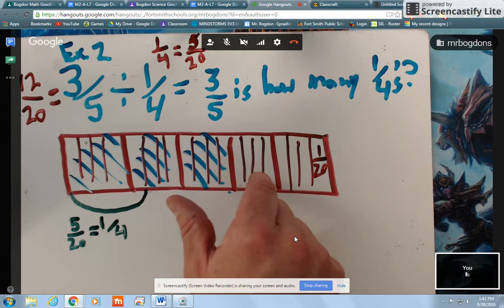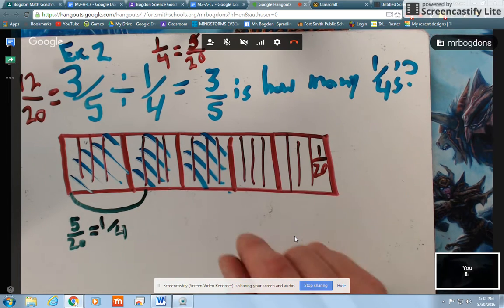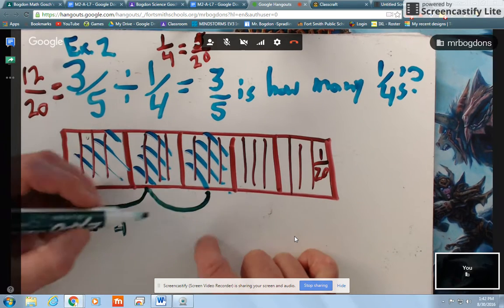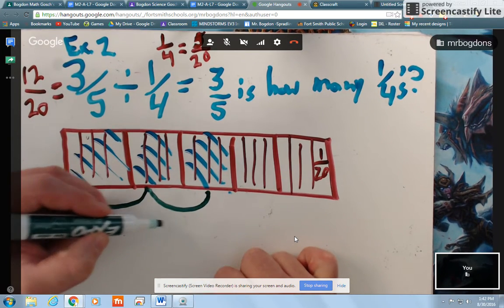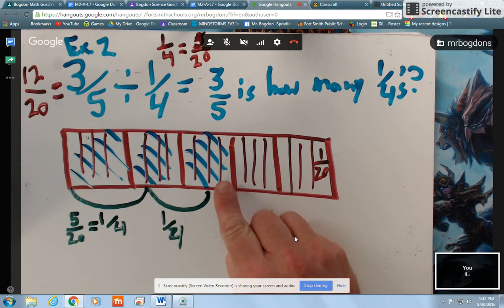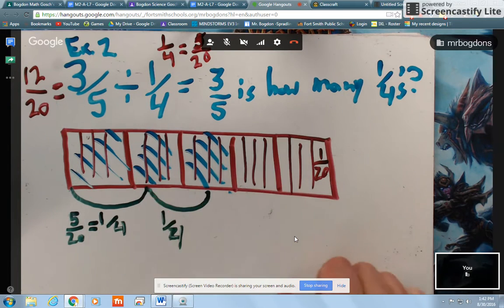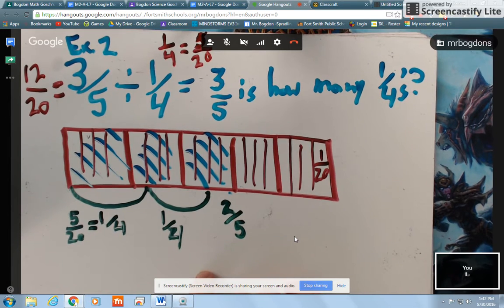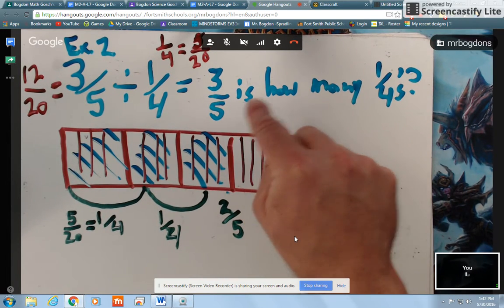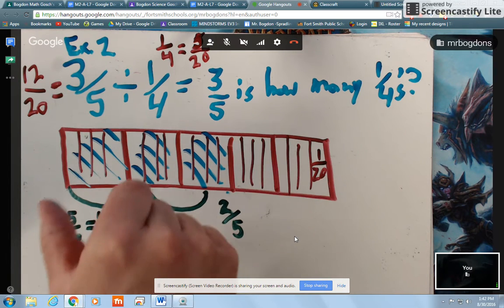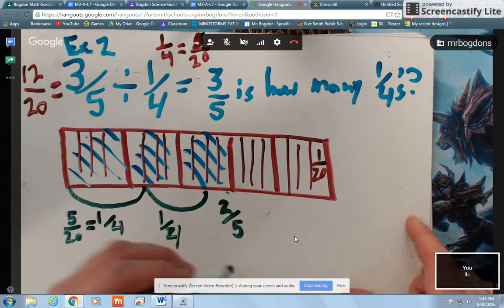Do I still have more? Yeah, so I need to count 5 more. 1, 2, 3, 4, 5 20ths. What does this 5 20ths represent? And then I have 2/20ths. 2 out of the 5 that I need. So I've got 2/5. What was the question? It says 3/5 is how many 1/4? So if this is 1/4, that's 1 1/4, 2 1/4. So I have 1, 2, and 2/5.